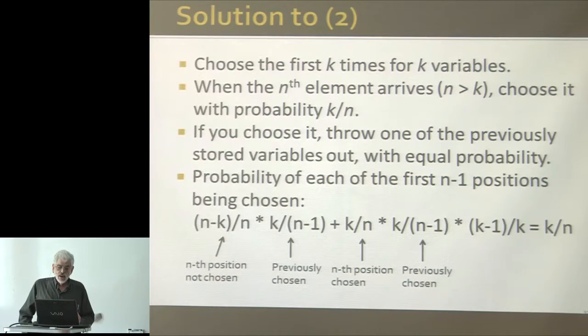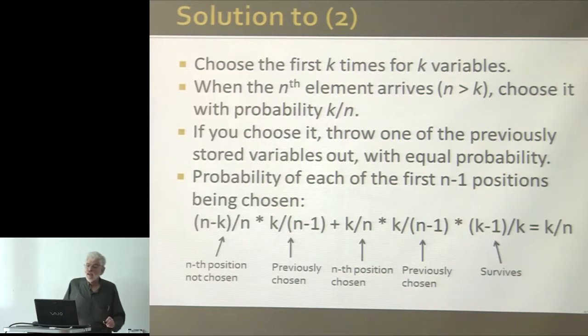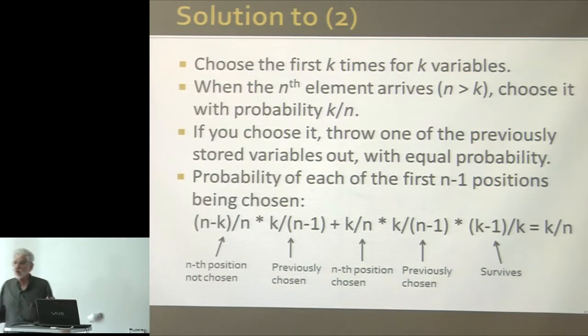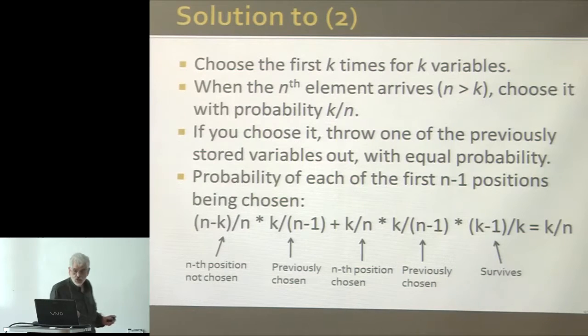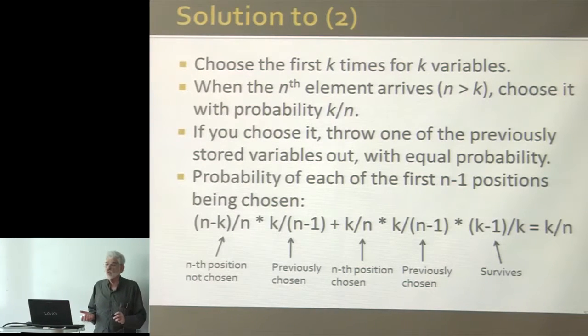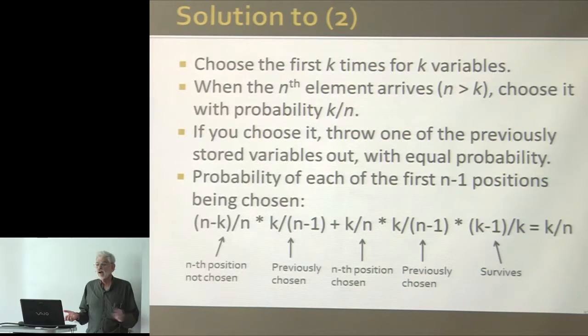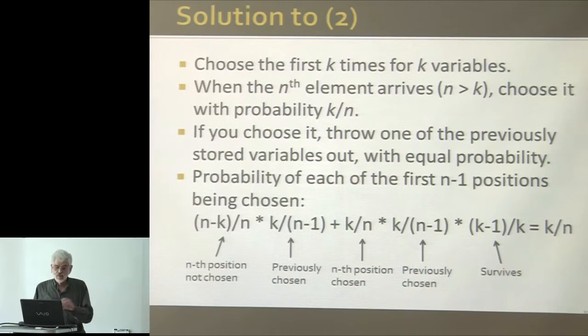And now, in order for a previous position to survive, it first of all has to be previously chosen. That occurs with probability k divided by n minus 1. And it's got to survive. Well, I'm going to throw out one of the k previously chosen positions, so it survives with probability k minus 1 over k. Now, I'm not going to do this, but if you simplify the sum of the two terms, you actually get k over n. So that says that all the previous positions, as well as the new position, are chosen now with probability k over n.